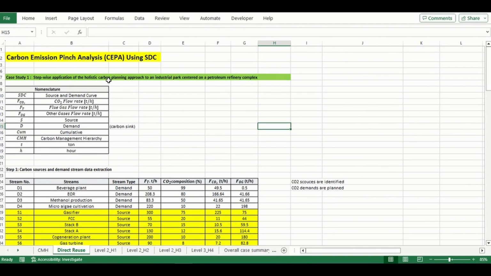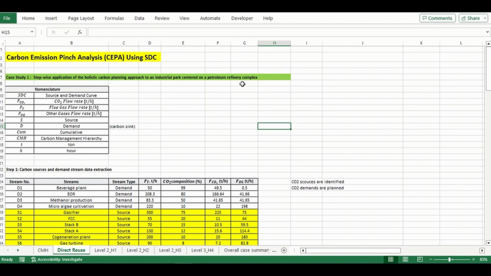For the modified source and demand curve, which is a graphical method, we have reviewed a journal paper on holistic carbon planning for industrial parks, a waste to resources process integration approach. For demonstration purposes, we have chosen a case study on the stepwise application of the holistic carbon planning approach to an industrial park centered on a petroleum refinery complex.